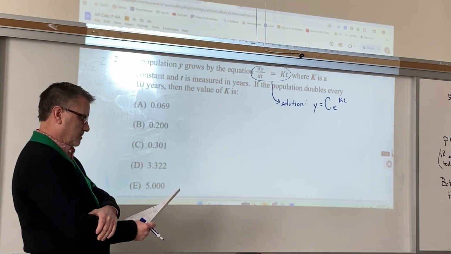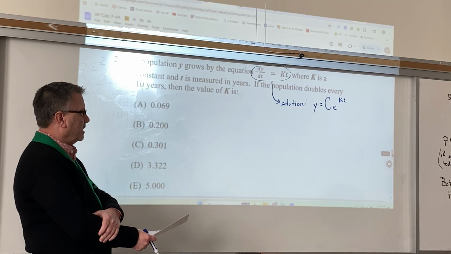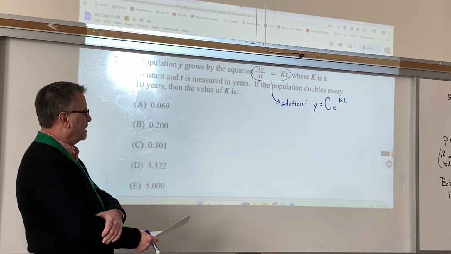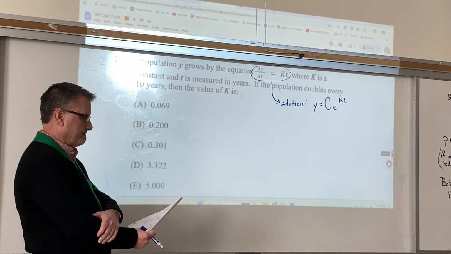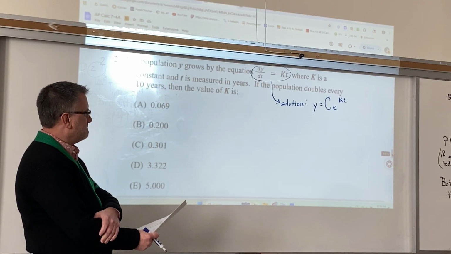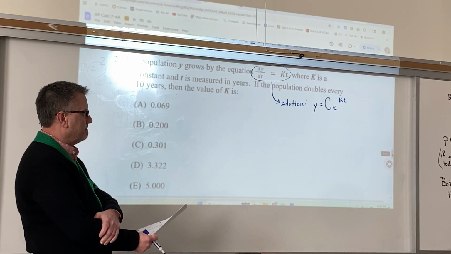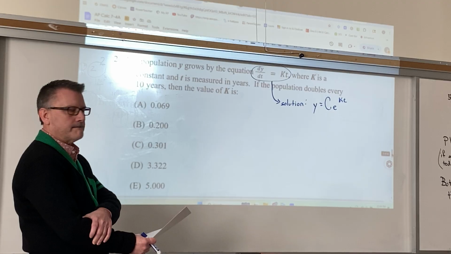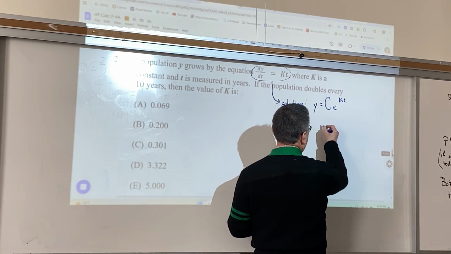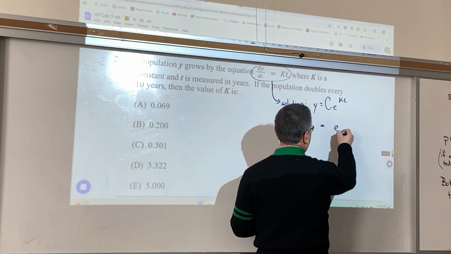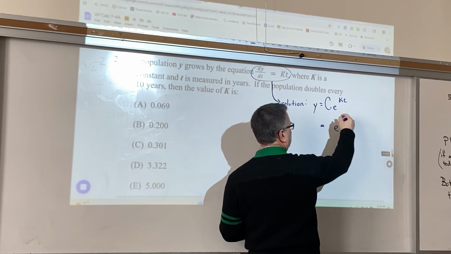But what am I going to do here? It does look like I have a lot of variables up there. 2 times 2 is equal to. It doubles every 10 years. So k times t needs to equal 2, right? I'm going to say this. In order to get that, so I can solve for k, I probably need to get that first.